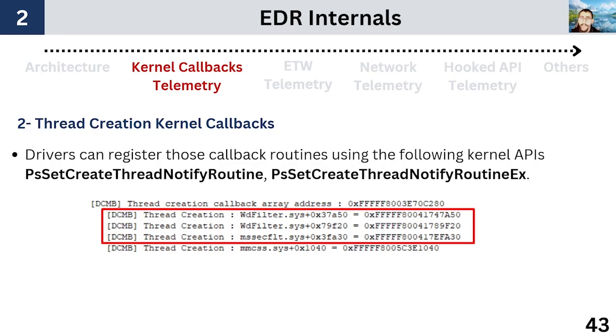The DCMB open source driver is configured to enumerate the callback routines stored in the PspCreateThreadNotifyRoutine kernel array. It provides detailed telemetry about each registered callback, including driver name, identifying which driver registered the callback routine, and address, the memory address of the callback function. We can see thread creation kernel callback routines registered by wdfilter.sys, which is Windows Defender's kernel mode filter driver, and mssecflt.sys, Microsoft Defender for Endpoint's MDE protection driver.